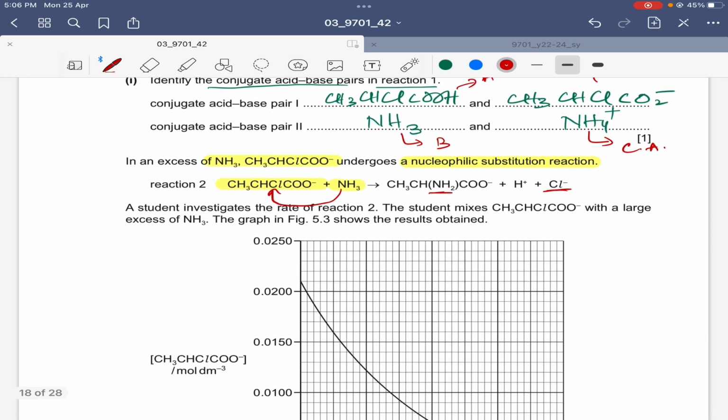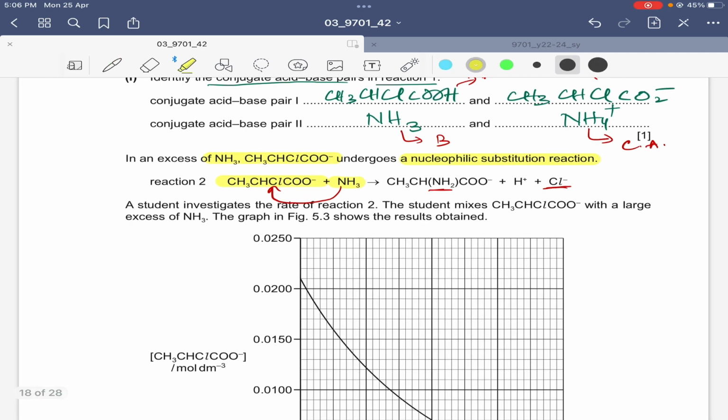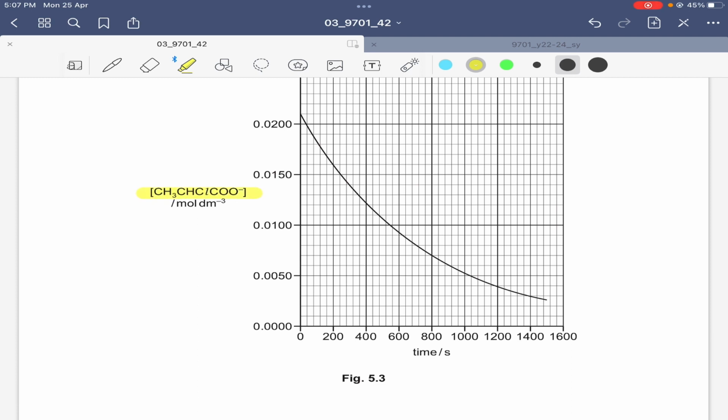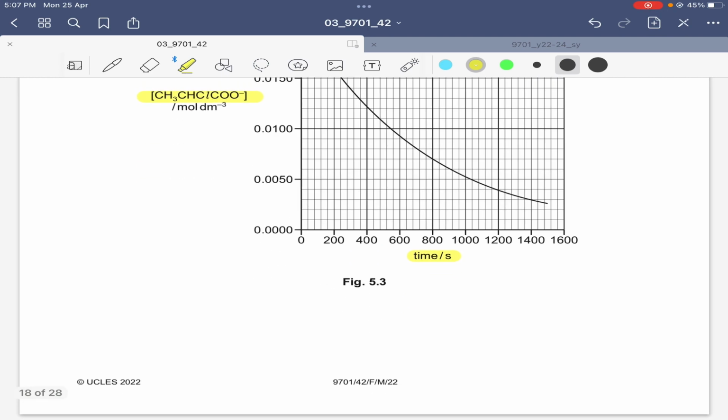A student investigates the rate of reaction 2, right? He's studying the rate of reaction 2. The student mixes chloropropanoic acid with a large excess of ammonia. The graph in figure 5.3 shows the results obtained. So this is the graph of concentration of chloropropanoic acid against time. The concentration of ammonia is in large excess, right? And he's observing the change in concentration of chloropropanoic acid with respect to time.